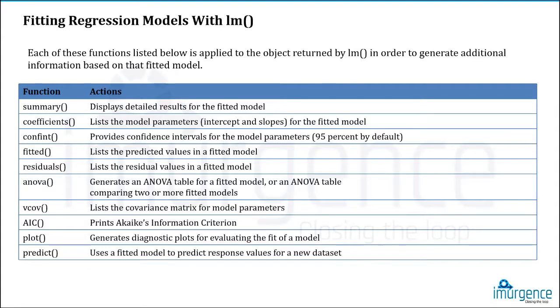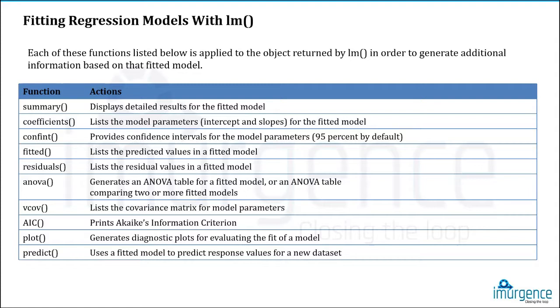Now when you're looking at regression models, you have some functions which we can use to see some of the outputs. The summary of any model will display a host of things. Coefficients will list out the model parameters, including the intercept and the slopes for the fitted models. Confint provides confidence intervals for the model parameters, by default the 95% confidence interval. Fitted provides you the list of predicted values by using the model on the same data on which you have created the model. If you have to use it on a different set of data, you will have to use the predict function. Residuals lists the residual values in a fitted model.